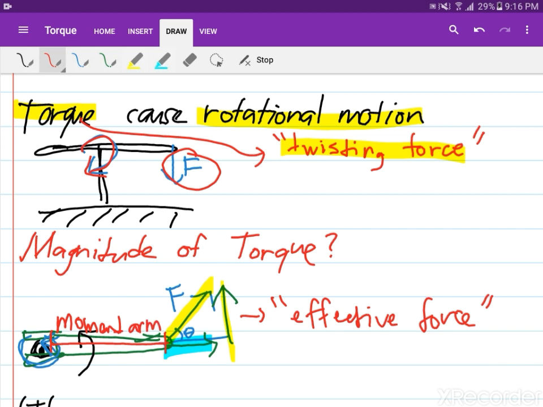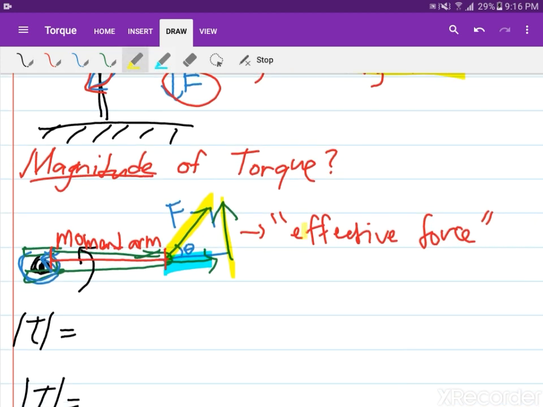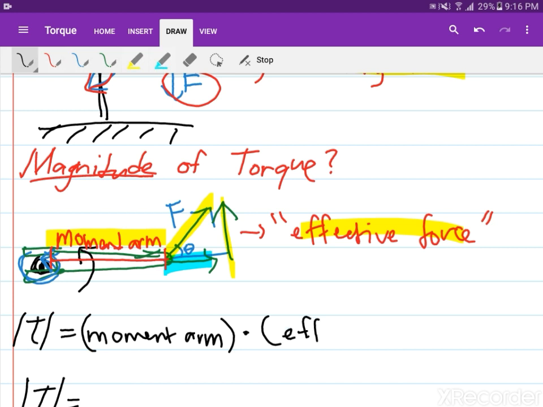Okay, now we have an idea of what could be the magnitude of the torque. It has something to do with the effective force and the moment arm. Particularly, the magnitude of torque is the product of the moment arm, or the length of the moment arm, times the effective force.